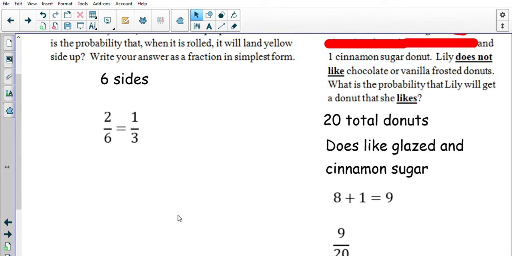Again, we want to make sure we read carefully. It says, what's the probability that she gets a donut she likes? Eliminate the ones she doesn't like when you calculate that.